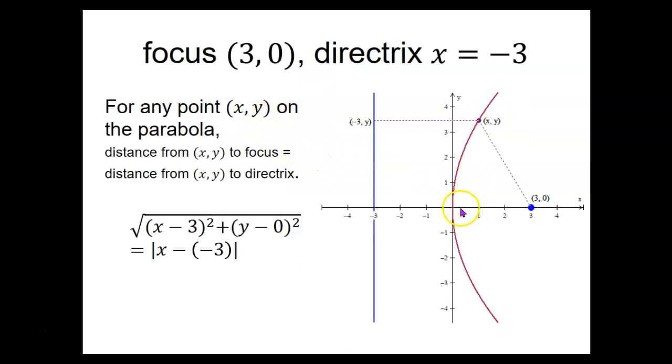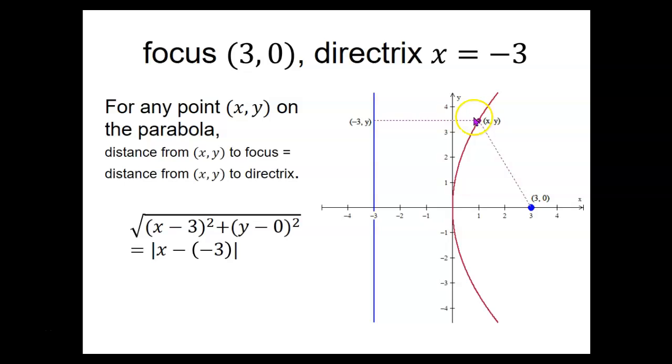Well, for any point on the parabola that has that point for a focus and that line for a directrix, that means that the distance from that point to the focus is equal to the distance from that point to the directrix. So what are those distances? If we got the point (x, y) here somewhere on the parabola, the distance from that point to the focus, using the distance formula, would be the square root of (x minus 3) squared plus (y minus 0) squared. That's the distance formula: square root of x coordinate minus x coordinate squared plus y coordinate minus y coordinate squared.